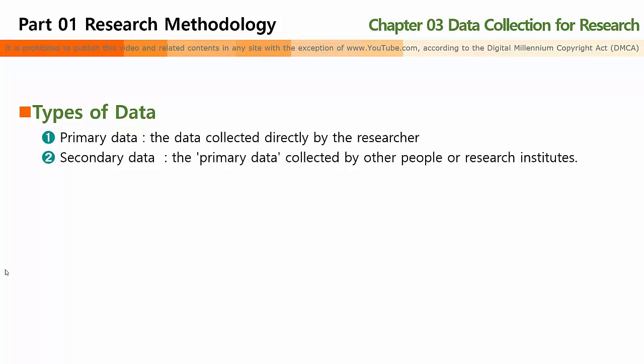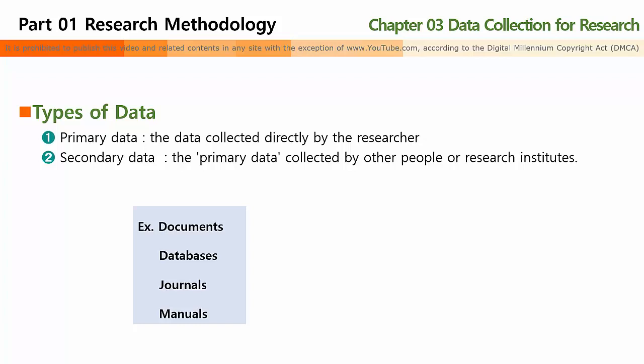Next is the secondary data. Secondary data refers to the primary data collected by other people or research institutes. For example, a document, a database, a journal, manual, and the like can be given as an example. Secondary data is relatively less costly and time-consuming than primary data, but it is not easy to obtain accurate data that fits the study. However, the researcher can get an inspiration for primary data through secondary data.